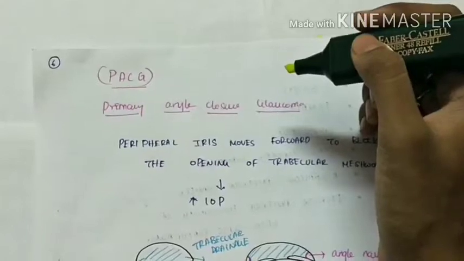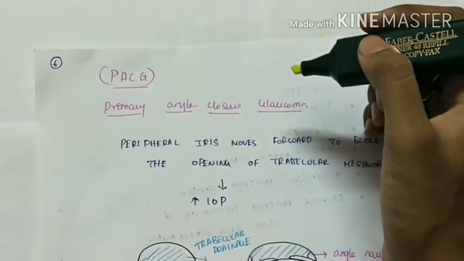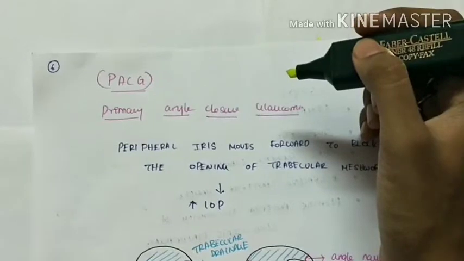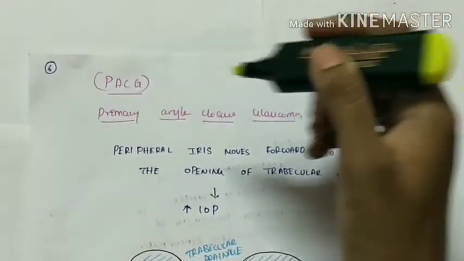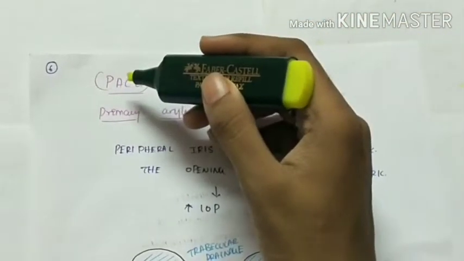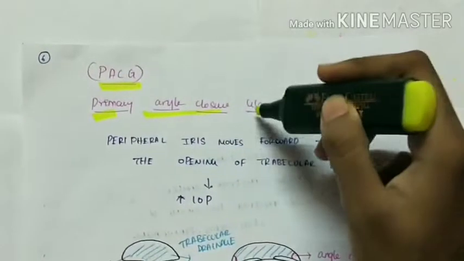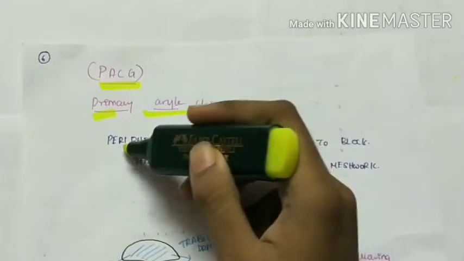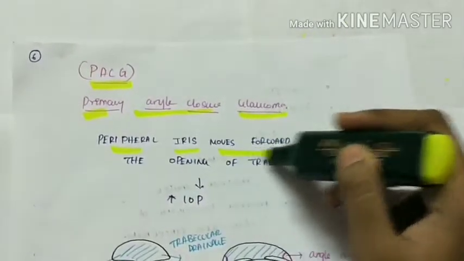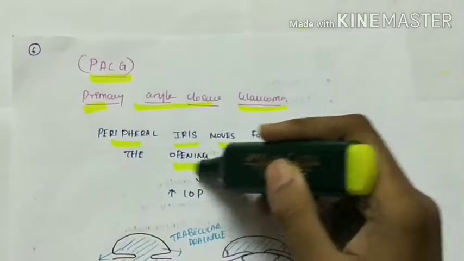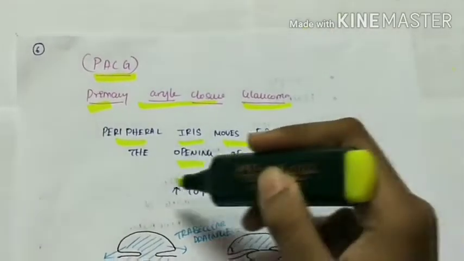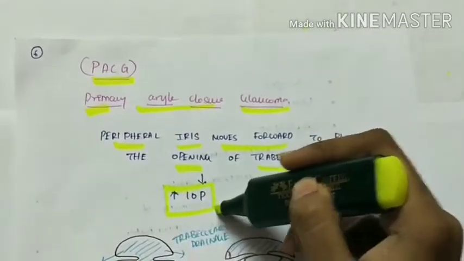Points about glaucoma and primary open angle glaucoma were covered in the first part of glaucoma, our previous video. So now let's continue the glaucoma. Primary angle closure glaucoma. Here the peripheral iris moves forward to block the opening of the trabecular meshwork, leading to increased intraocular pressure, leading to glaucoma.